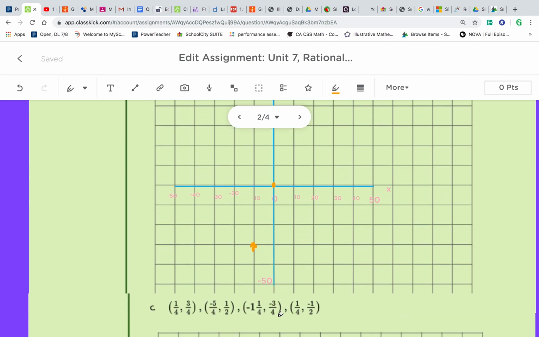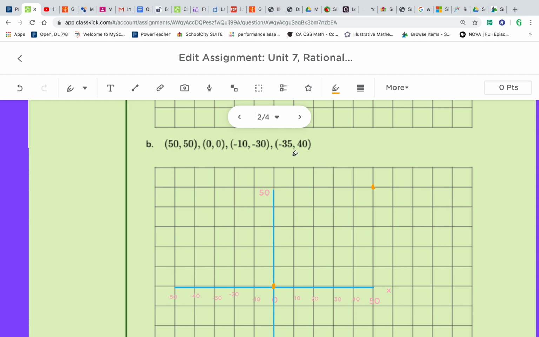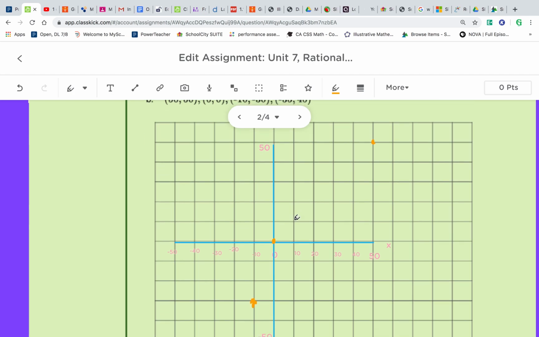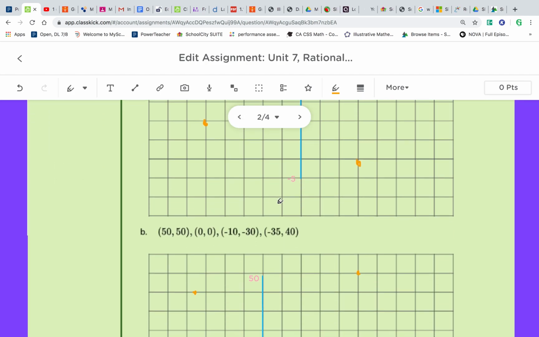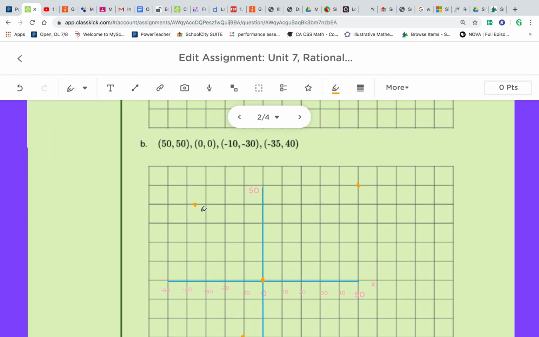And then the last point was negative 35 and 40. So I'm going to go over to negative 35, negative 10, negative 20, negative 30. Negative 35 is going to be in between, right? And then I'm going to go up to 40. 10, 20, 30, 40. Whoops. I'm going in the wrong direction. Okay. Back here. So here is negative 35 and 40.